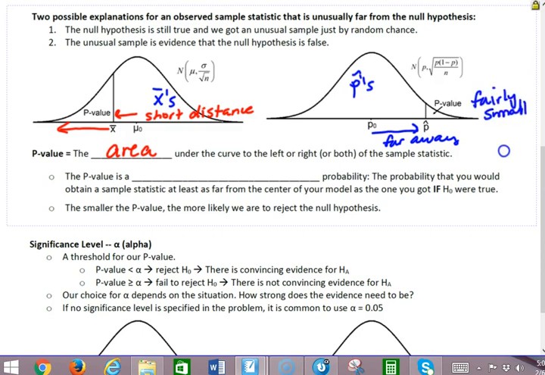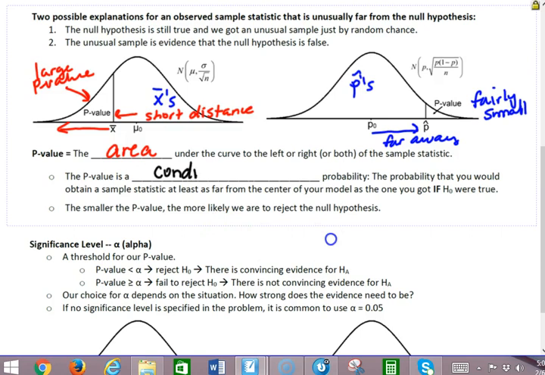So in this case, we have more convincing evidence maybe that p naught is really not the correct population proportion, because my sample statistic is unusually far away from that p naught value. So here we have a large p-value, not strong evidence. So the p-value, remember, is a conditional probability.